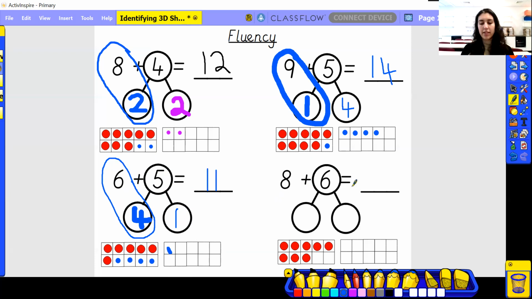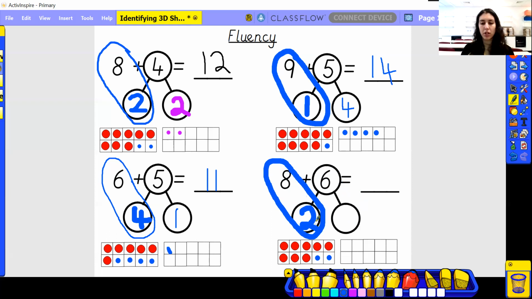Okay, 8 plus 6. I'm starting with 8 counters on my tens frame. I'm going to add 6, but I'm going to partition my 6 and add it into 2 smaller parts. So what do I need to do first? Well, I need to partition it into something that is going to bond with my 8 to make 10. And you can see here that I've got 2 spaces left to fill my tens frame. So that is going to mean that this number here is 2.